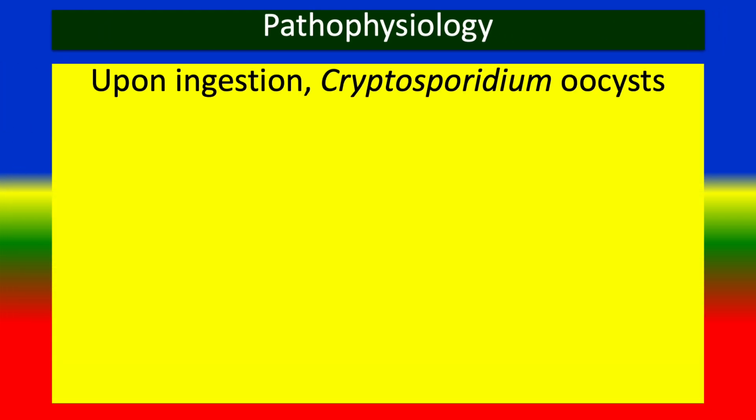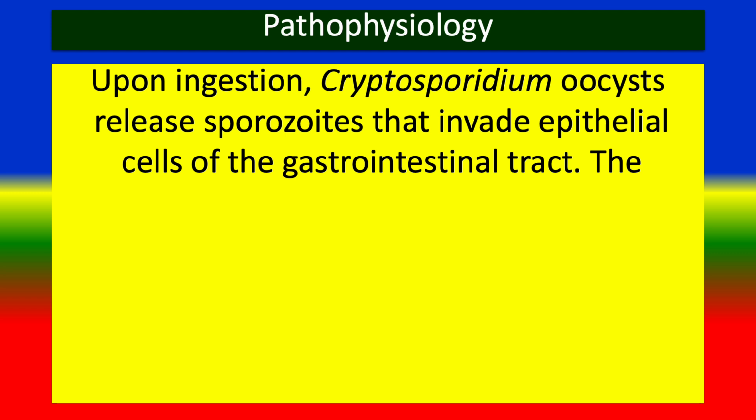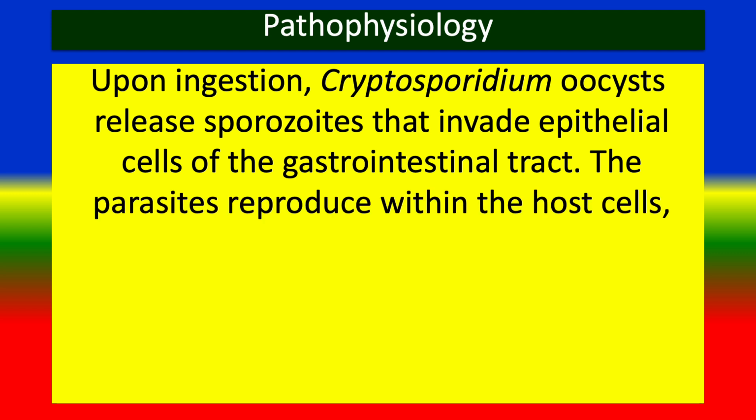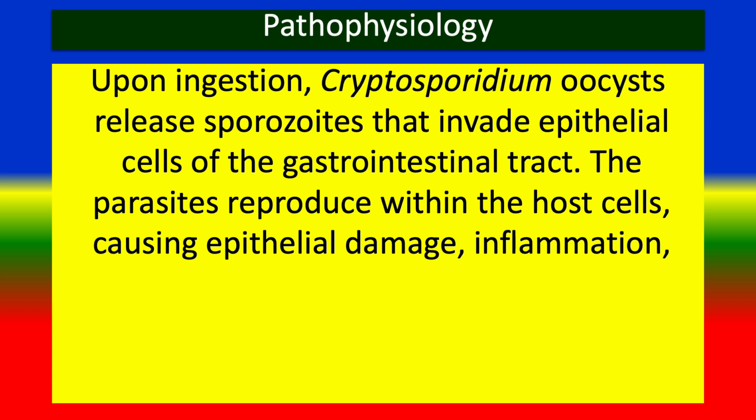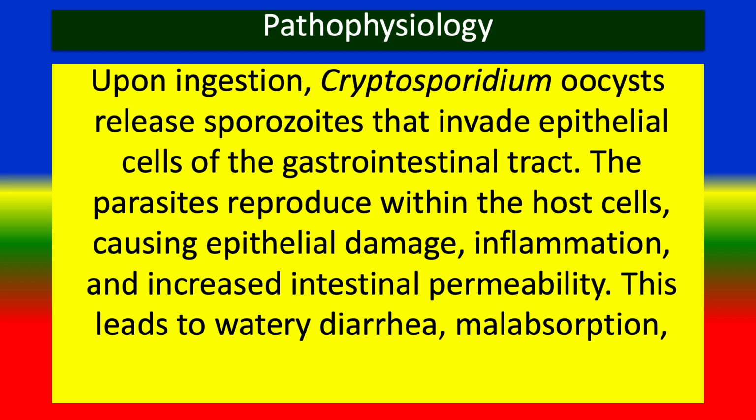Pathophysiology: upon ingestion, Cryptosporidium oocysts release sporozoites that invade epithelial cells of the gastrointestinal tract. The parasites reproduce within the host cells, causing epithelial damage, inflammation, and increased intestinal permeability. This leads to watery diarrhea, malabsorption, and fluid loss.